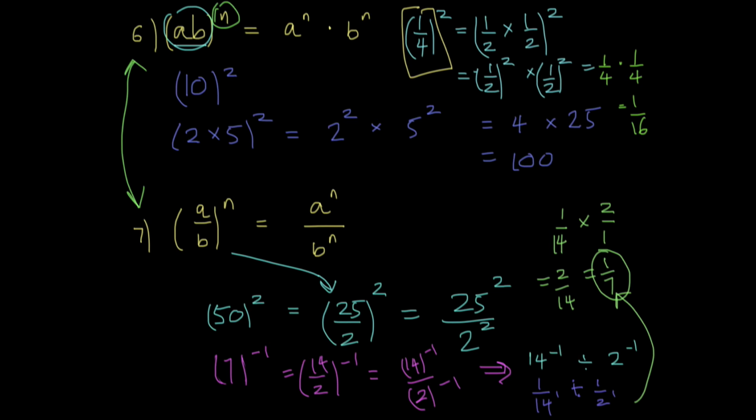Now, if you probably noticed, we don't have to do all this in order to get 1 over 7. If we just apply the rule here, any number raised to the negative exponent is 1 over that number, so we would get the answer directly. But if you chose to use this law, you would still get the answer. Okay? Now let's look at the final one.